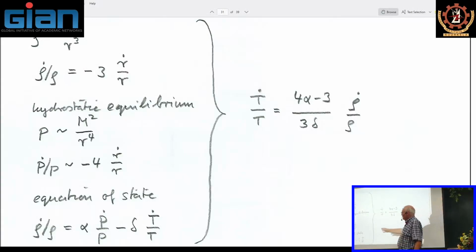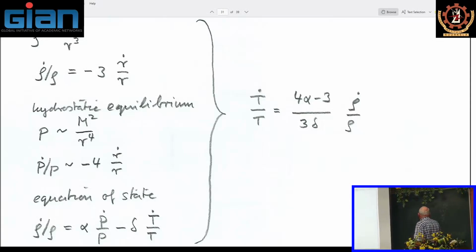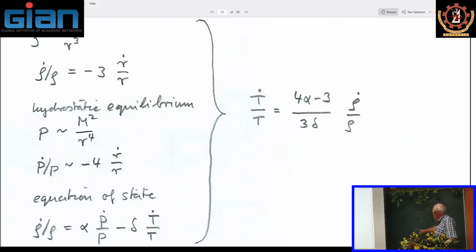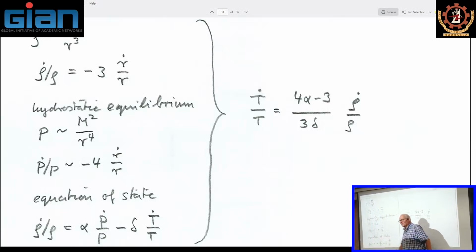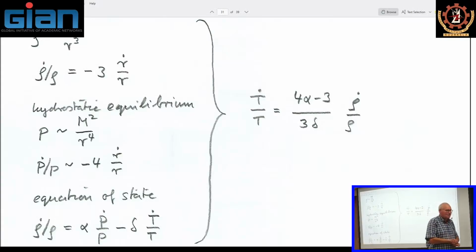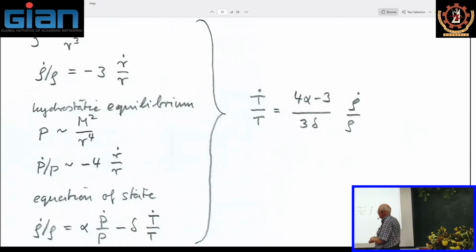Okay, so we have used the definition of density, we have used hydrostatic equilibrium, our star will be in hydrostatic equilibrium, and finally what we need is the equation of state. The equation of state is written in the usual form. We differentiate the equation of state. Rho is a function of pressure and temperature, and if we differentiate this relation, then we have rho dot over rho is d log rho by d log P at constant temperature, this is our famous coefficient alpha, times P dot over P, minus our famous coefficient delta, d log rho by d log T at constant pressure, times T dot over T.